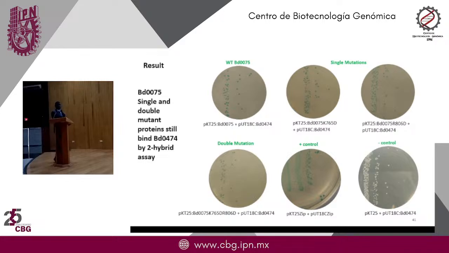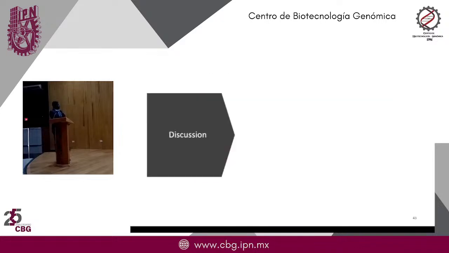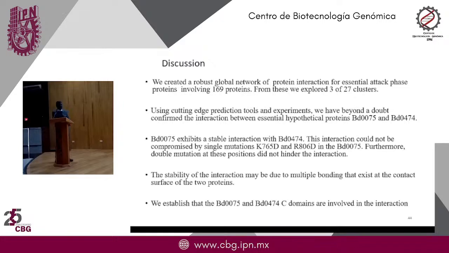So this shows a strong interaction between the 075 and the 474, and these are the positive controls. This is an interaction overview of the mutation experiment that we did. So I move on to the discussion.